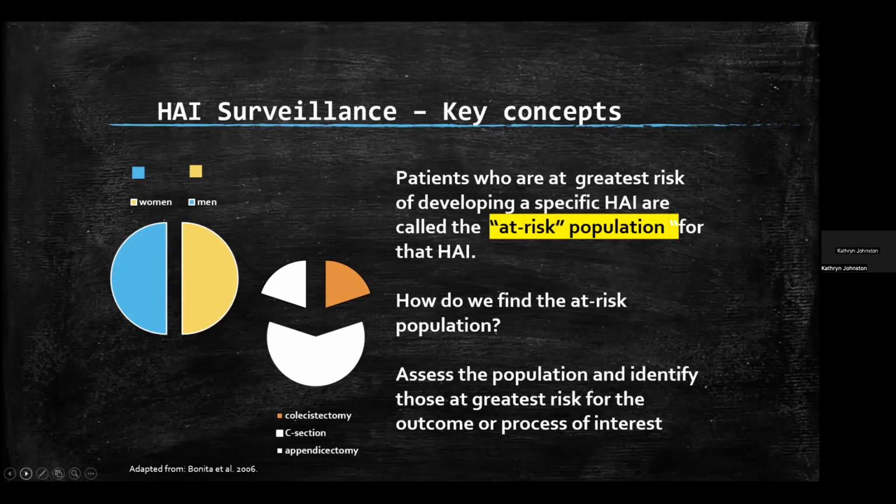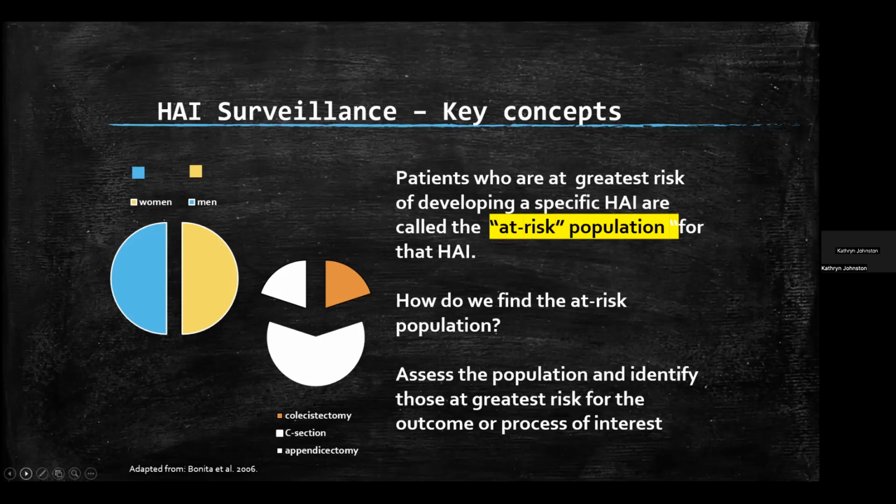So say we're interested in conducting surveillance for surgical site infections. We might want to conduct surveillance among the population of men and women who have had a surgical procedure. That would be our population at risk, as opposed to all of the individuals in the hospital, some of whom may not have had a surgical procedure.